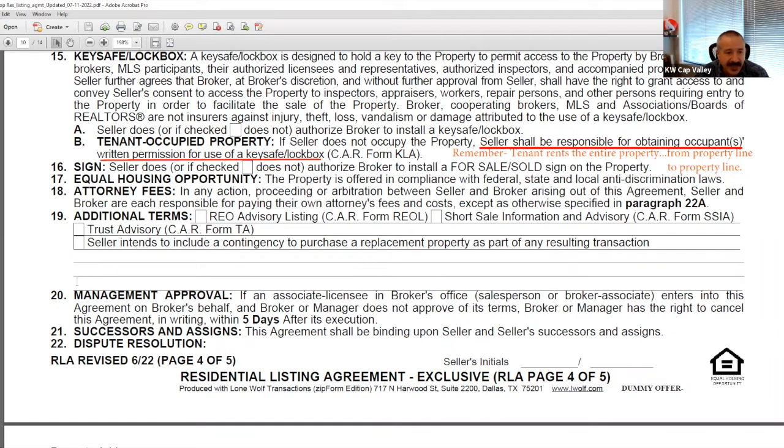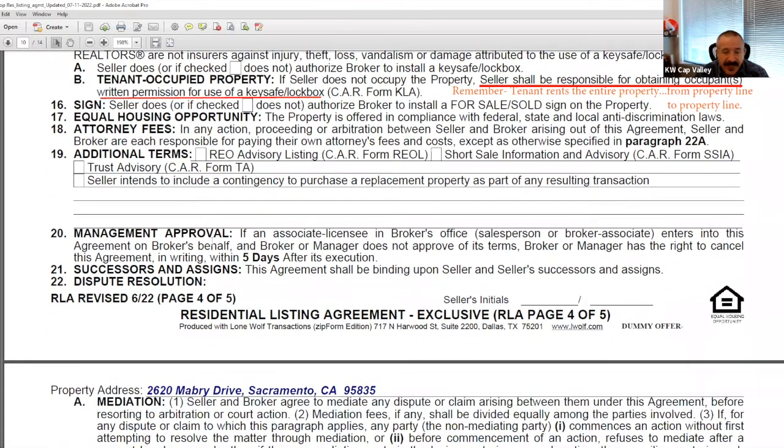Let's see here. If you're selling for a trust, you want to check the trust advisory, add CAR form TA here. Oh, if the seller intends to include a contingency to purchase a replacement property, so in other words, the seller needs to sell contingent on finding a replacement property, you'd want to check this box here.